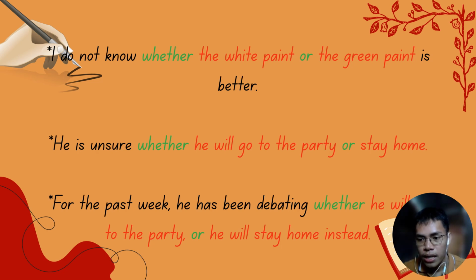The next one is, he is unsure whether he will go to the party or stay at home. So meaning he is uncertain of what he will do. And the next example is, for the past week he has been debating whether he will go to the party or he will stay home. So as you can see, the white paint and the green paint are phrases. He will go to the party is an independent clause, stay home is a phrase. Take note of the usage of whether: it can be used to connect words, phrases, and clauses.